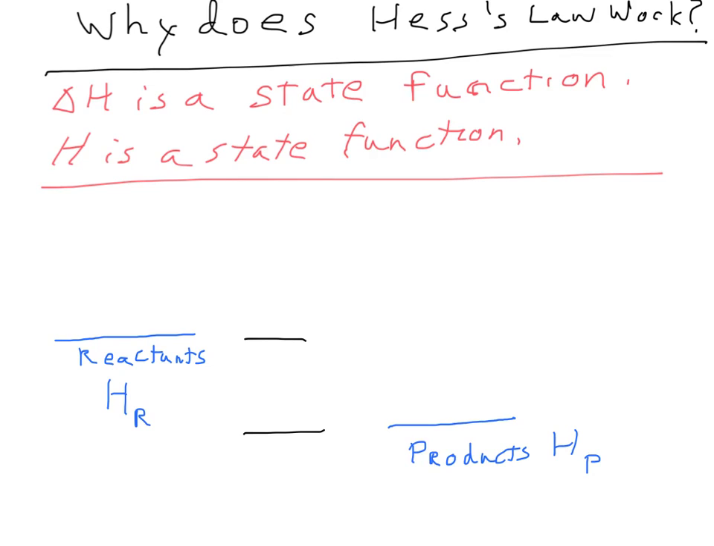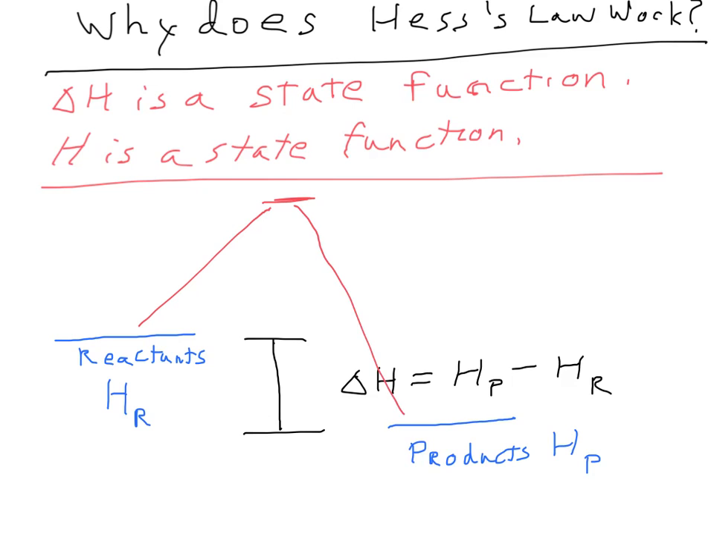Because their enthalpy depends only on their current state and not how they got there, that difference between the reactants and the products is going to be the same whether we had intermediates with this energy and then dropping down to that energy, or if I had intermediates with this energy that then had to go up to get to that energy.